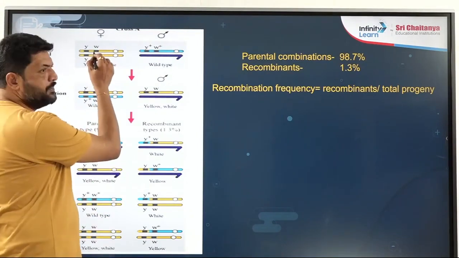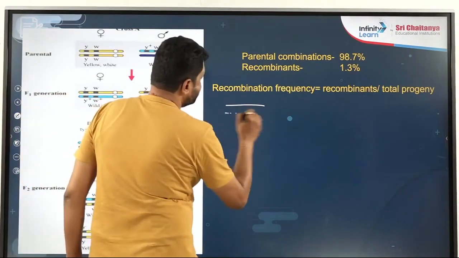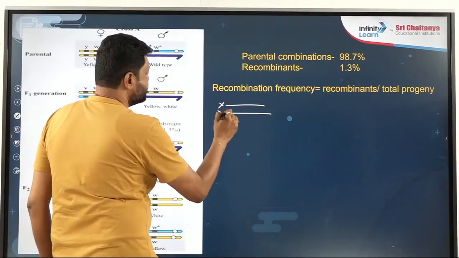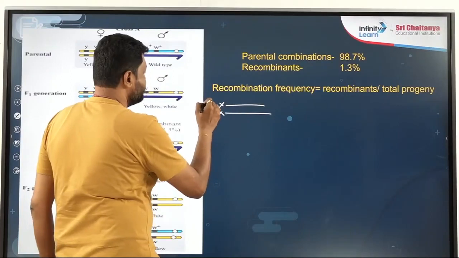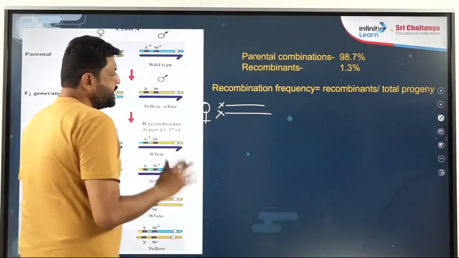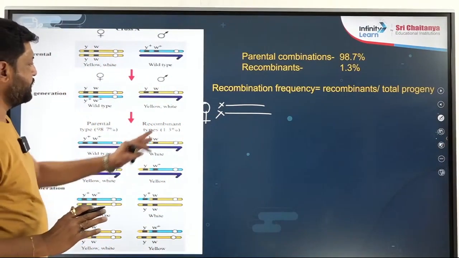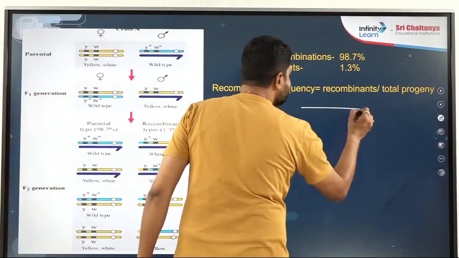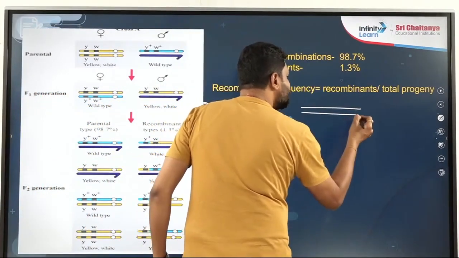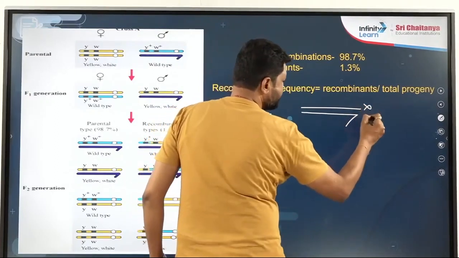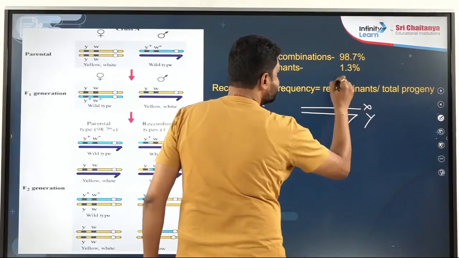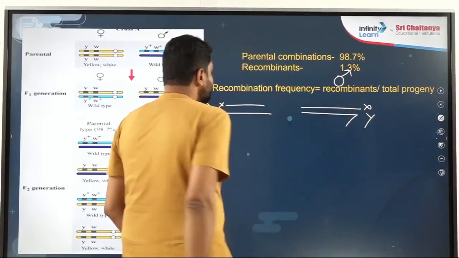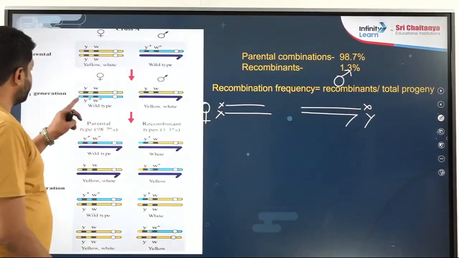It's a female. A female will have two X chromosomes: this is an X chromosome, and this is an X chromosome. In a genetic cross, whatever we write in the beginning is always the female. And this is the male: this is an X chromosome and this is a Y chromosome. Since it has X and Y, it is male. So you can start here.